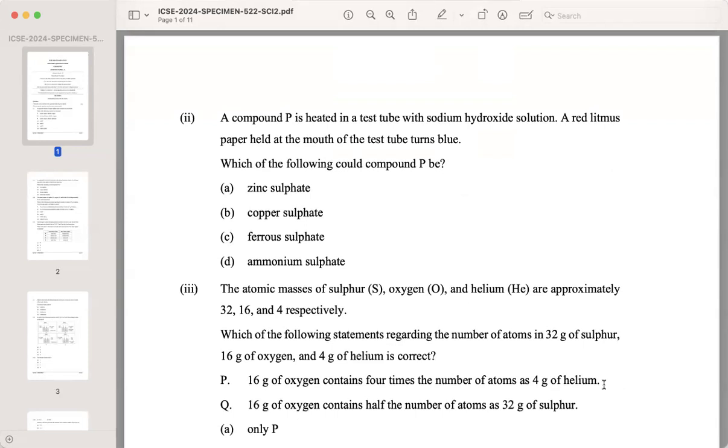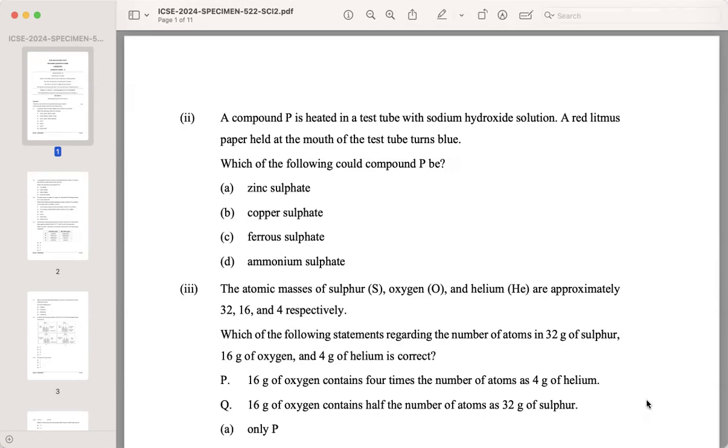Why is it ammonium sulfate? Because it's clearly saying a red litmus paper held at the mouth. You all must be aware that ammonium salts or ammonia are basic in nature, and for the ones which are basic in nature, the indicator red litmus paper or red litmus solution turns blue, indicating that the given solution or the gas is basic in nature. So the answer will be option D.